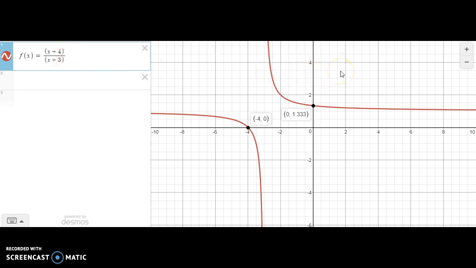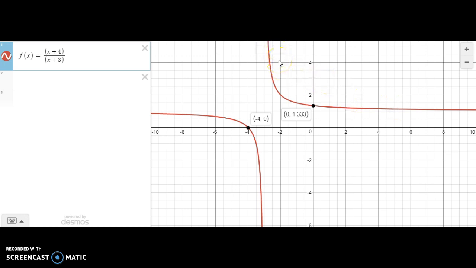Then you're going to look for your domain, and your domain goes from -infinity to -3, and then from -3 to infinity. Then you're going to find your range, and your range goes from -infinity to 1, and then from 1 to infinity. And you're going to find your asymptotes.